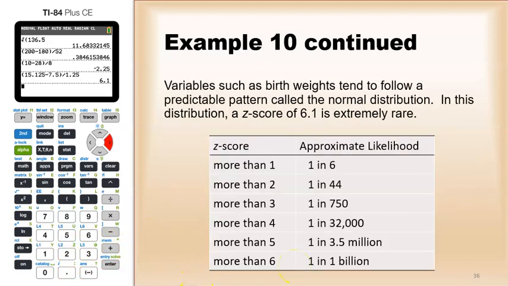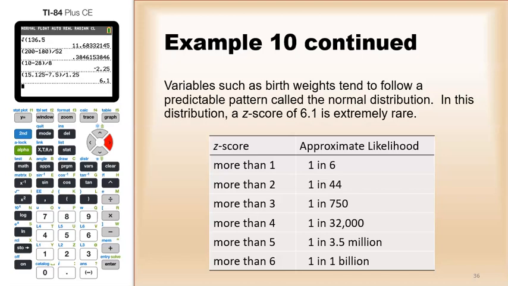To give you some idea, variables such as birth weights tend to follow a predictable pattern, what's called a normal distribution. We'll talk about that more in a few weeks. In this distribution, a z-score of 6.1 is extremely rare. A z-score of more than 1 occurs about as often as a die roll, about 1 in 6. So it's not too unusual to have a z-score more than 1.